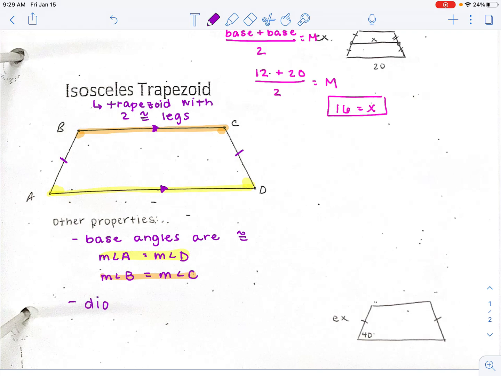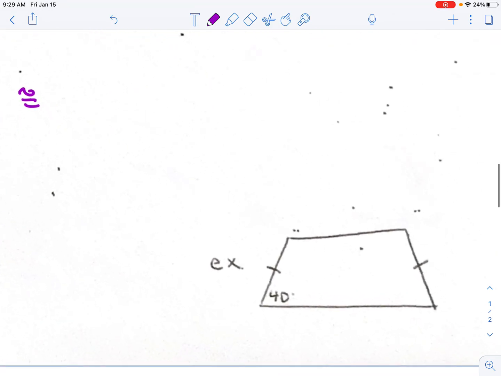Another property is that the diagonals are congruent. So AC is going to be the exact same length as BD. Now, if you notice, they do not bisect each other, so we cannot say that AC or BD is getting cut in half. But the actual diagonals themselves are congruent. And we still have the other same properties. We still know that angles A and B would add up to 180, C and D would add up to 180, and so on and so forth.